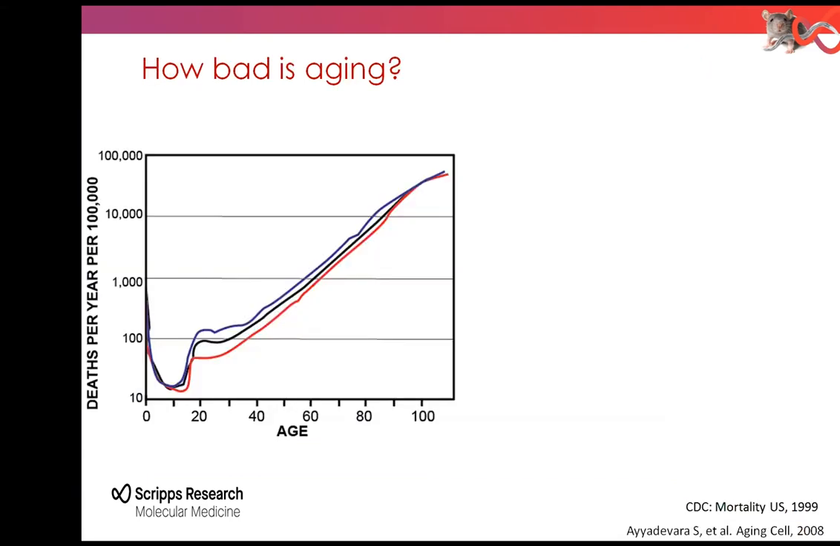So how bad is aging and how much space is there for improvement? What you see here are the mortality data of humans from 1999. Blue are men, red women, black is the total population. These show deaths per year per 100,000 at a given age. So if you're a human and you're born, you're actually quite prone to death. That probability starts to drop until you're about 15 years old. At the onset of reproduction, for reasons that I don't think are understood, mortality goes up quite a bit.